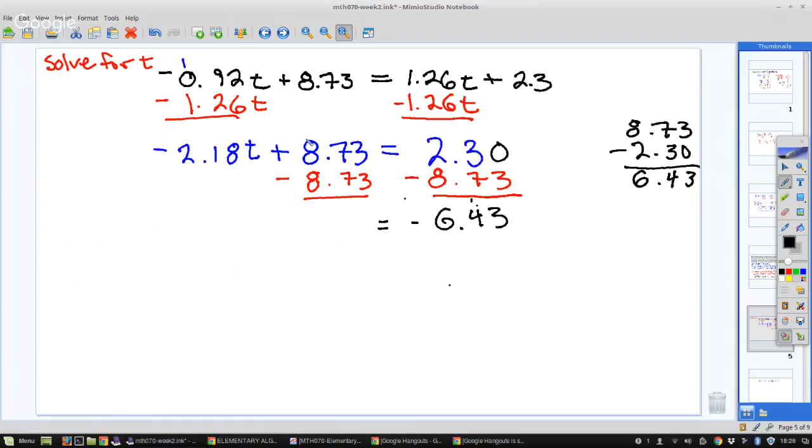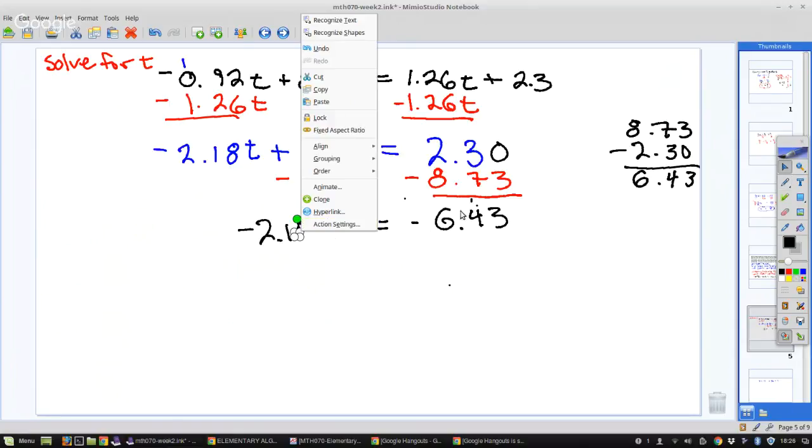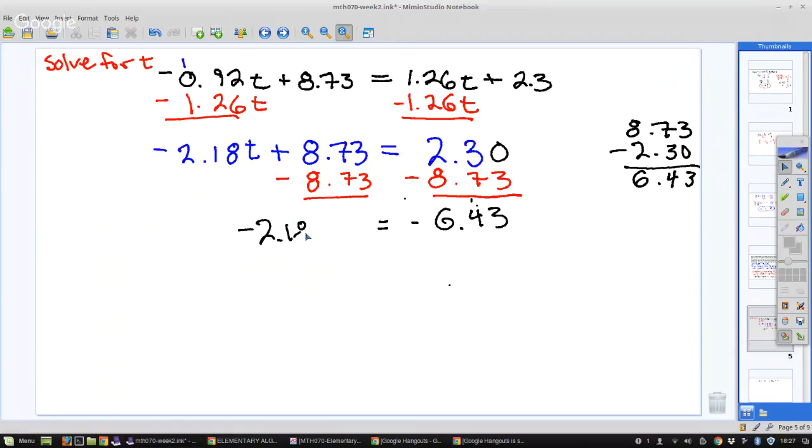On the other side, this part zeroed out, so I have a negative 2.18 t. So that t is connected by multiplication, right? No symbol in algebra means multiplication. So to break that multiplication, I'm going to have to do a division. So I am going to divide by negative 2.18. Always be conscious of your signs. Divide by negative 2.18.